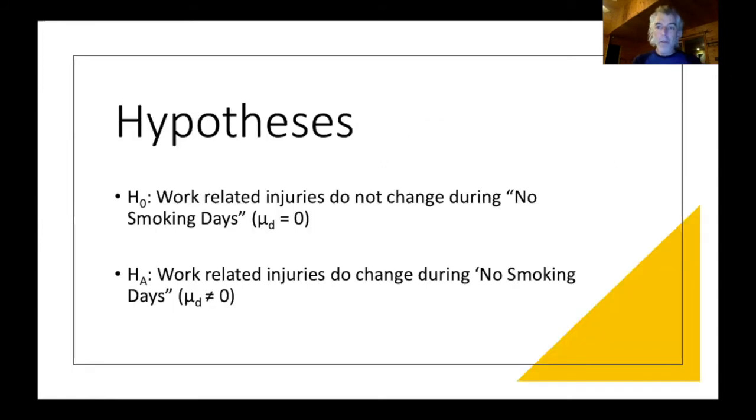And so the null hypothesis that we're testing in this case then is that worker-related injuries do not change during these no smoking days, or that the difference between the number of injuries on the no smoking day and the number of injuries before the no smoking day is equal to 0. The alternate hypothesis then is that work-related injuries do change during the no smoking days, in which case the average difference between no smoking days and days prior to the no smoking days would not be equal to 0.